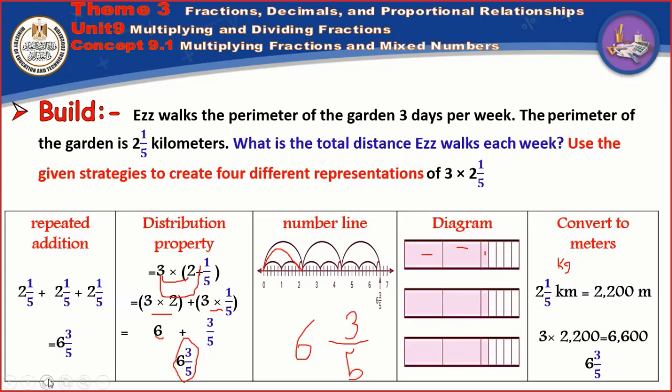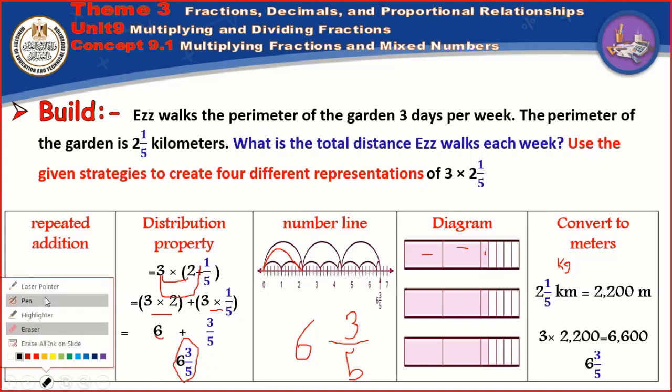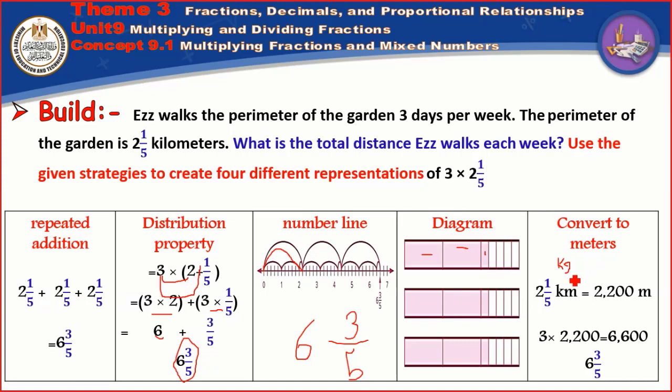Let's try to explain it. We know that 1 kilometer equals 1,000 meters. If I divide 1,000 by 5 bars, each bar equals how much? 200 meters.